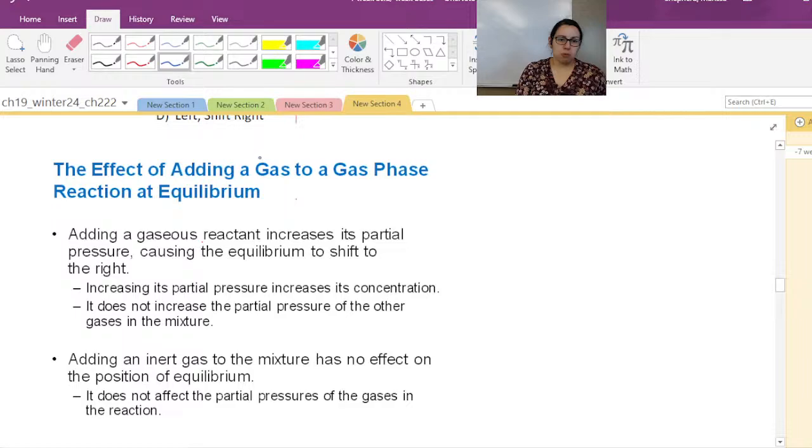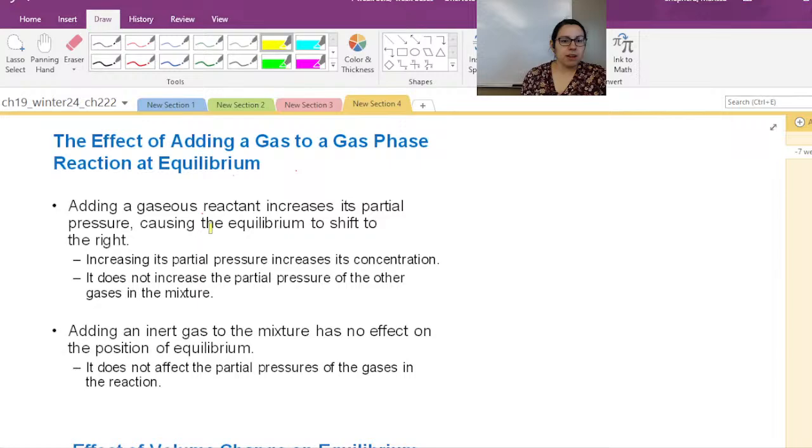And so then we said, well, what happens if we add a gas to a gas phase reaction? Of course, if we add a reactant, that will cause the equilibrium to shift appropriately. But then what happens if we add an inert gas? Adding an inert gas has no effect since it's not interacting. It's not reacting, and it does not affect our partial pressures.